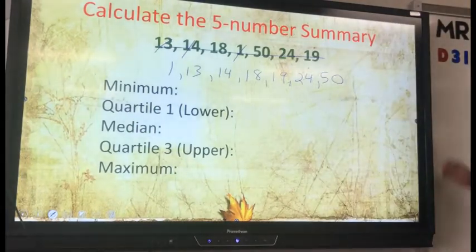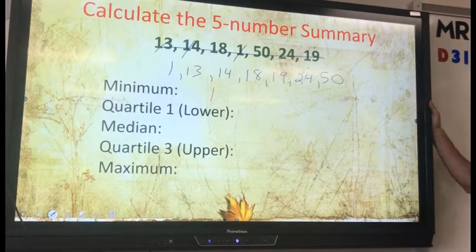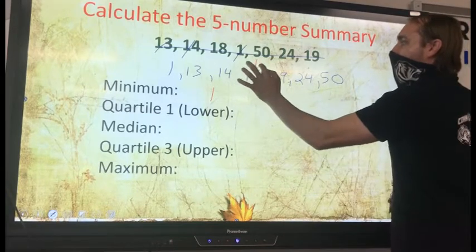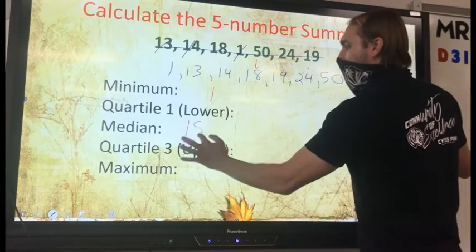What is my minimum value? Lowest number. 1. So 1. What is my median? 18 and 19. No, 18. 18, right? If this is my number, I have 3 on this side and 3 on this side. So my median is 18.